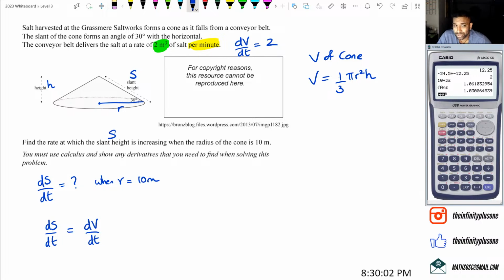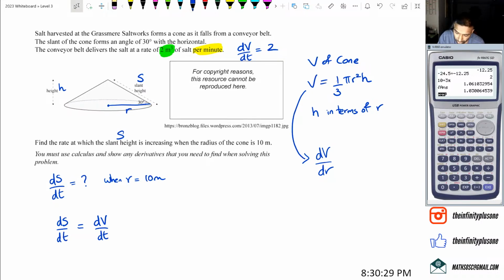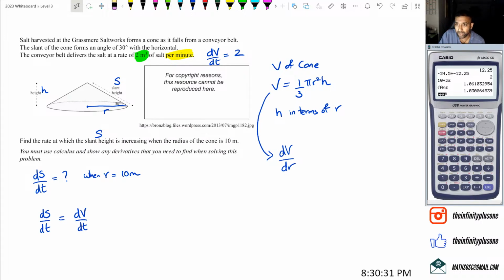Now remember in the previous question we did this. We had a problem. We can't differentiate that equation right now because there is an h, and we need to write h in terms of r so that we can actually differentiate it. The reason why I want h in terms of r is because when I differentiate this, I'm going to get dV/dr. And what I could do is bring dV/dr into this main equation, and I can put it upside down like this.